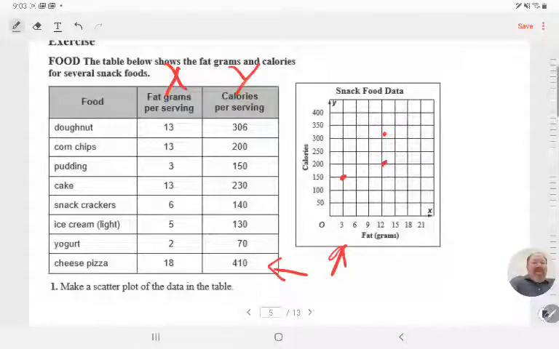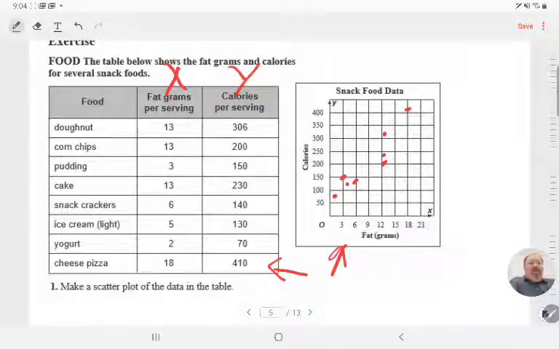Then we have cake, which is 13 and 230. So it's going to go about here. And then we have snack crackers, which is 6 and 140, so about here. Then we have light ice cream, which would be at about the 5 and 130 range, so right in here. Then we have yogurt, which is 2 and 70, which would be right in here. And then we have cheese pizza, which is 18 grams of fat and 410 calories, so about here. Okay? So that would be my scatter plot.